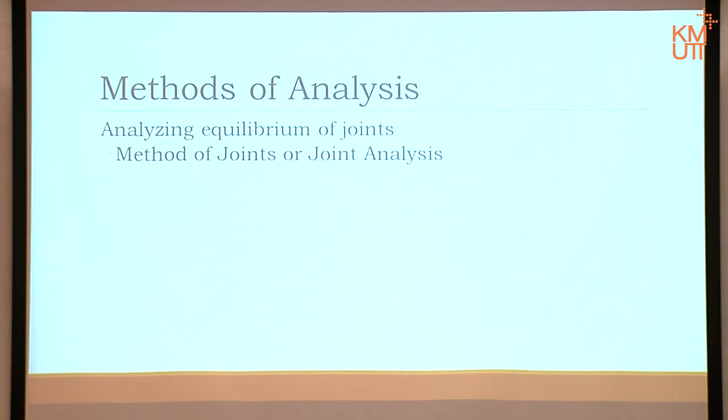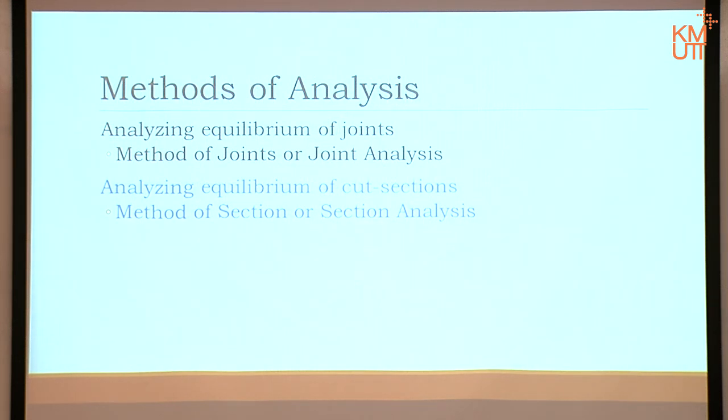Because the time is very long, looking at one point and then many points, this type of analysis actually calculates equilibrium of one joint after another, until you complete all the joints, okay? However, sometimes you just want to know certain members, so what they do is cut sections out, and then analyze the equilibrium of that section, okay? And that is called method of section or section analysis. That's it.